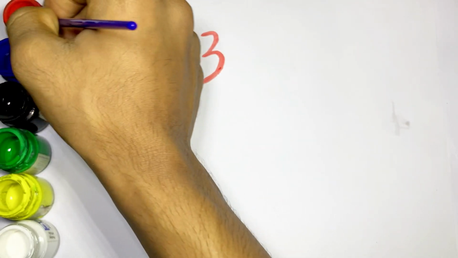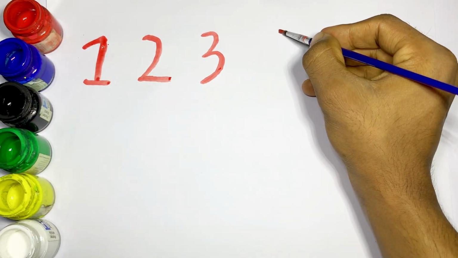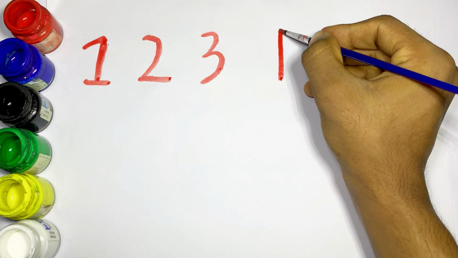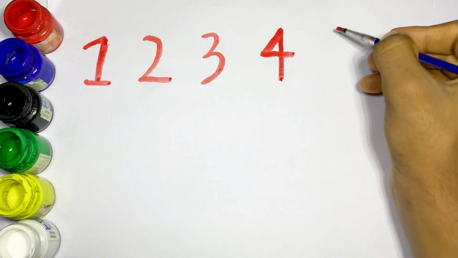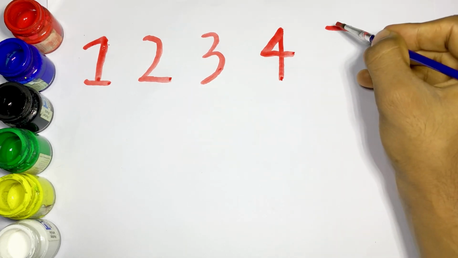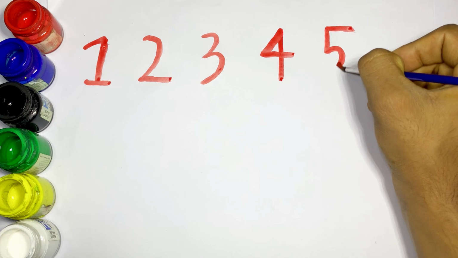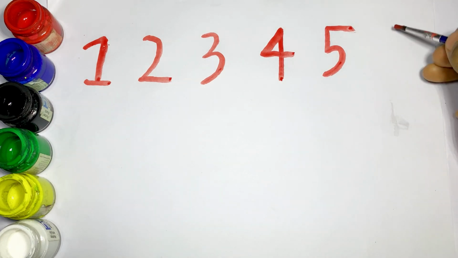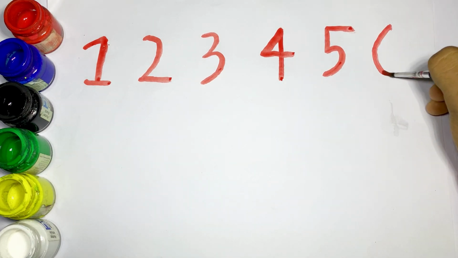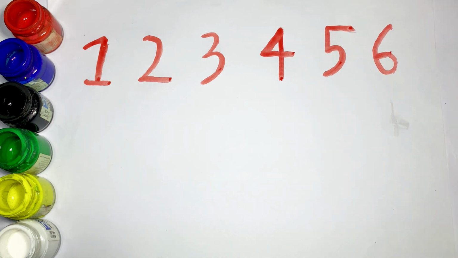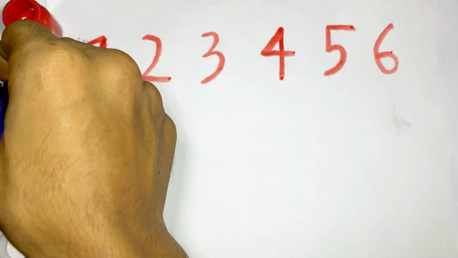Kids, again use red color and draw 4. F O U R, 4. 5. F I V E, 5. 6. S I X, 6. It's now 7. The numbers of 7 and here is blue color.